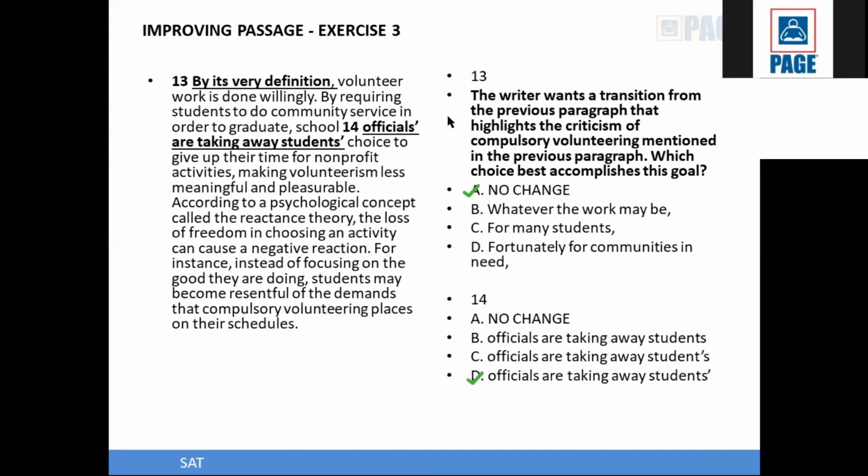Students' choice is each student's choice. So as a whole, which includes individual students, we need to have the apostrophe after S. If you put the apostrophe before S, it means you are talking about a single student. Here we are talking about collective choice, all the students together. Then it should be D. After students, we need to have an apostrophe. Yes, right. Got the answer. Good. So you are good at apostrophes. Okay, now the next question.